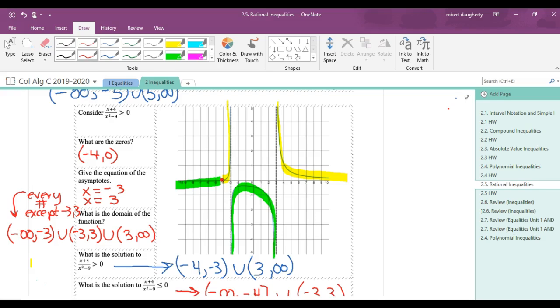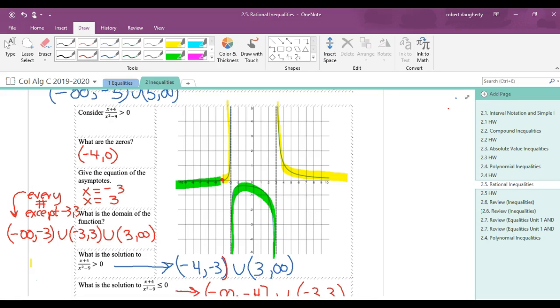Where is this function greater than 0? I shaded that in yellow. From -4 to -3, the -3 is an asymptote. It will always have a parentheses. The -4 has a parentheses because of that only being strictly greater than. And then this other interval, 3 to infinity.